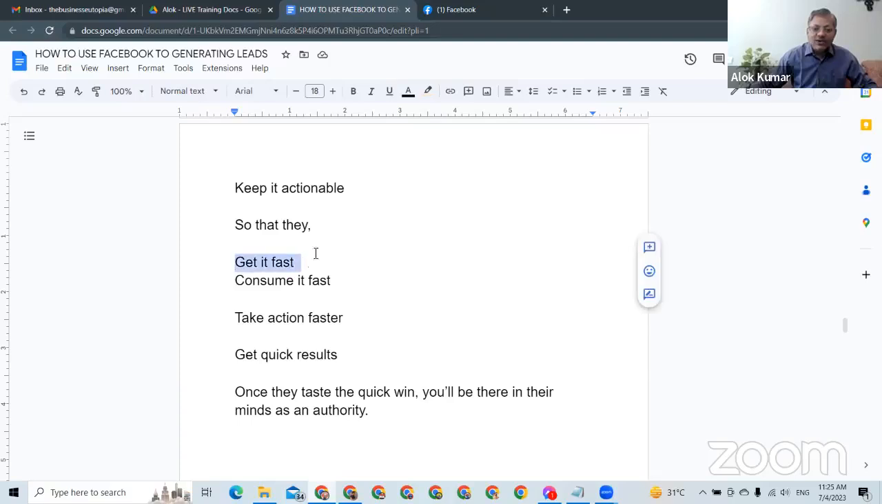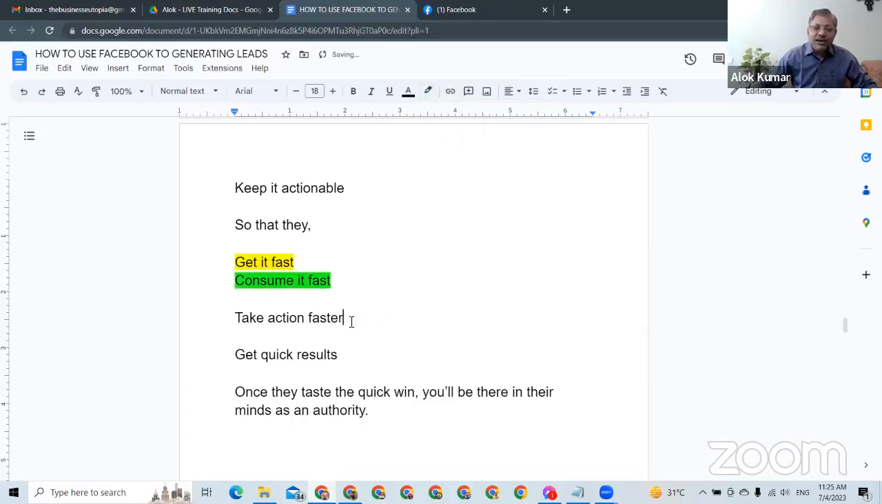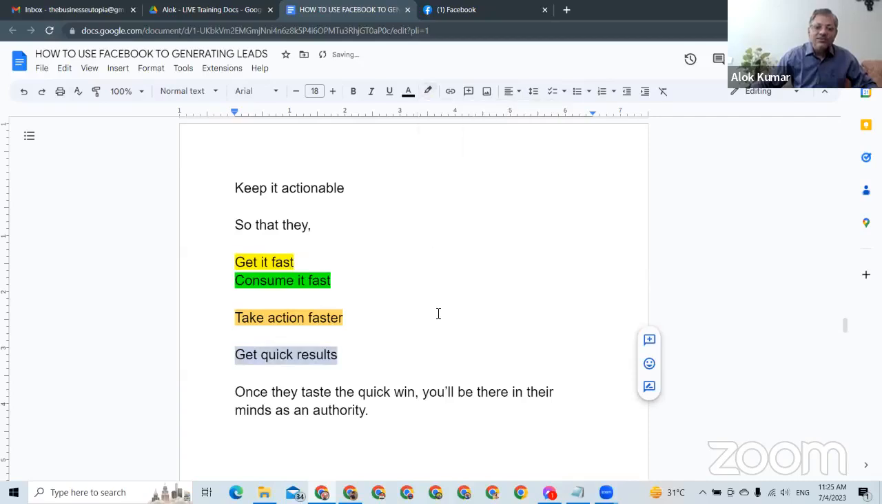So I'll just highlight all this: get it fast. You want your customer, your prospect, to consume your material as fast as possible, right? You want to take them to action faster, right? You want to get them quick results, right? So what you have to do is make it very simple and steady for them.